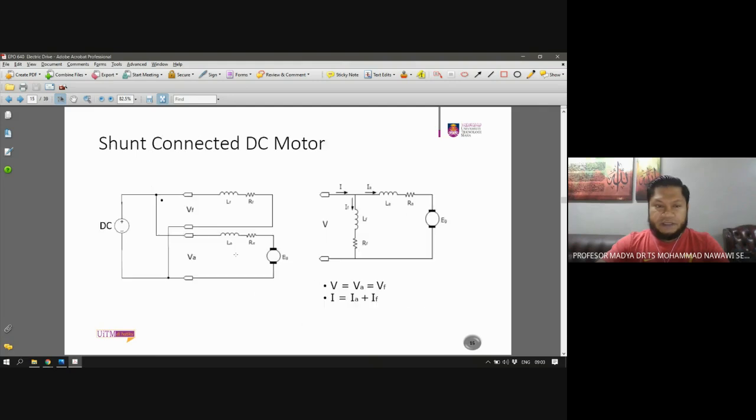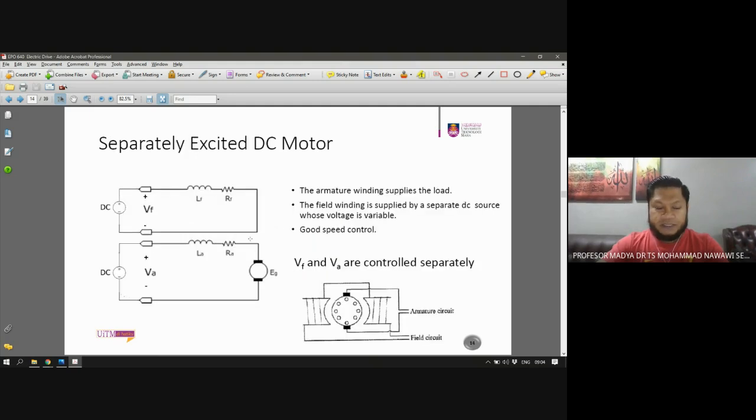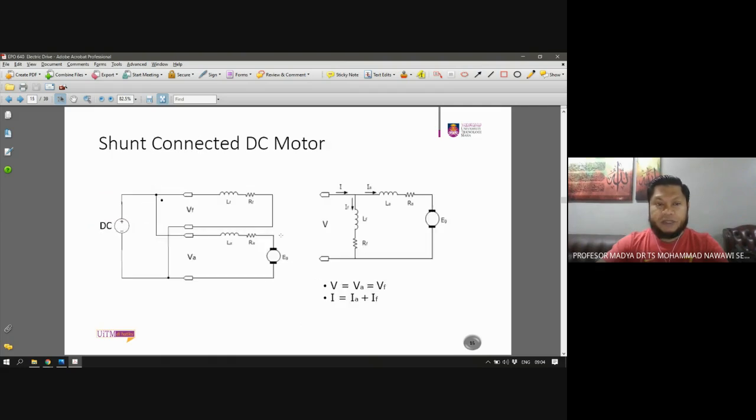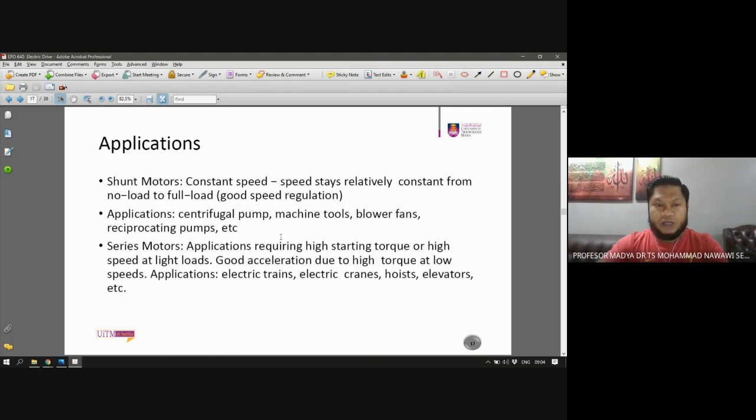And then we have this shunt connected DC motor. We have only a single source here, so this is the shunt motor. Compared to separately excited, where we have a different source that powers the DC motor here. Then we go to the series motor. Some applications of shunt motors are blower fans and pumps. For series motors, we have electric trains.